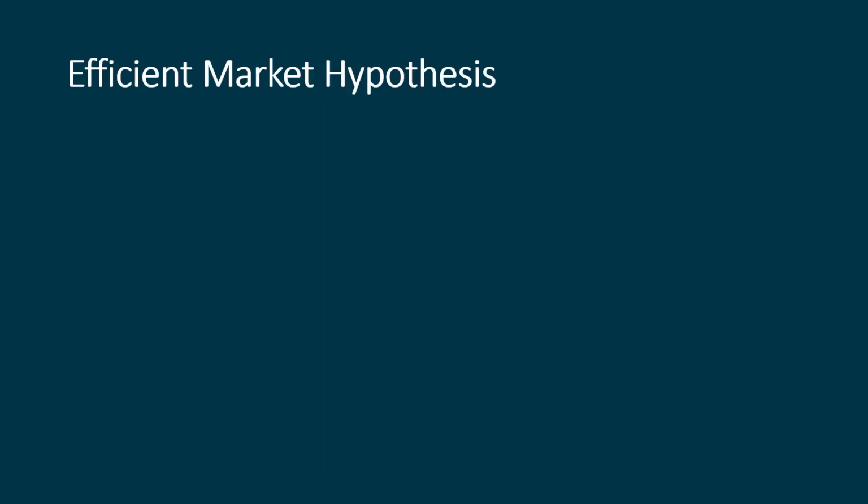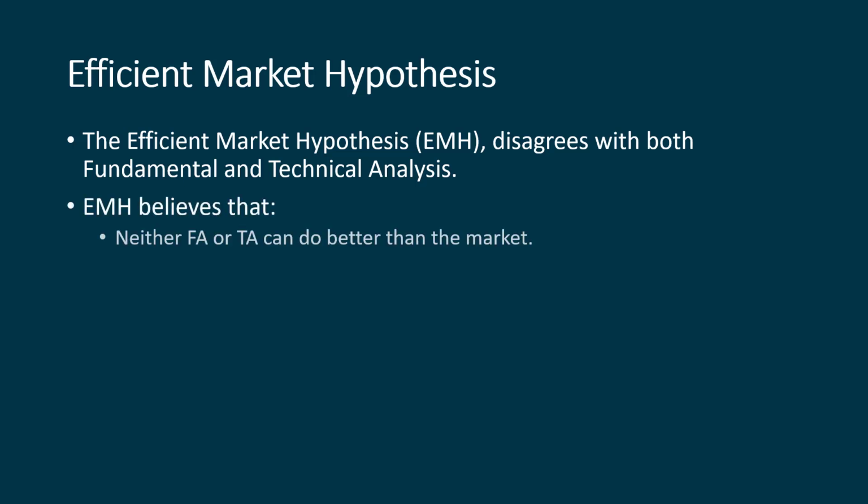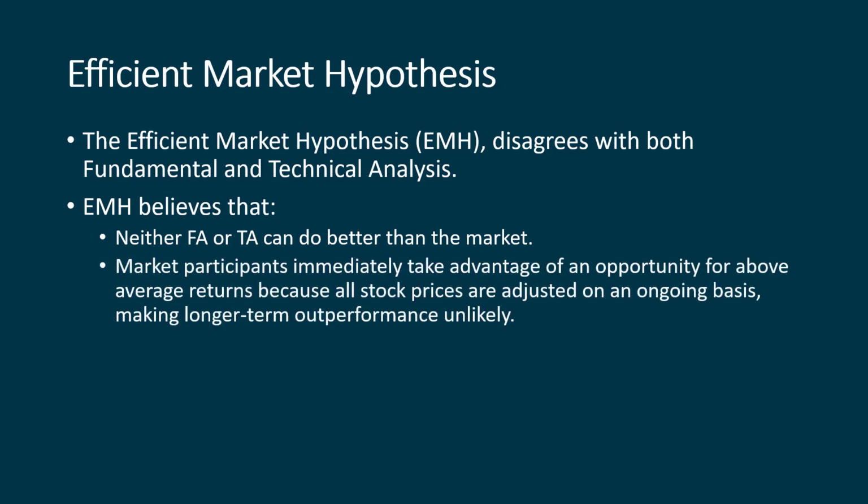We also have another thing, and I don't pay a lot of attention to this. I basically disregard this hypothesis, so that's where I'm coming out right now. But it's called the efficient market hypothesis, and there's a lot of people that would disagree with me on this. The efficient market hypothesis, or EMH, disagrees with both fundamental and technical analysis. They just throw that right out the window. What EMH believes is that neither FA or TA can do better than the market. This is the premise that they use. Different market participants take advantage of an opportunity for above average returns because all stock prices are adjusted on an ongoing basis, so that you can't really outperform the market. It's very unlikely that you will do that because prices are already adjusting. And the people that know more than you and have more money than you do, they're already taking advantage of that, and there's really nothing left for you.